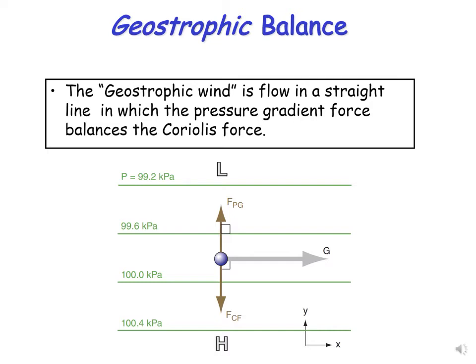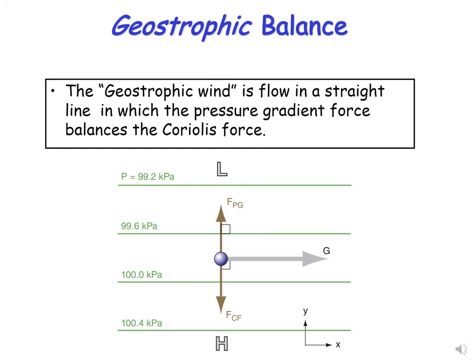The air parcel wants to accelerate from high to low, but it's deflected to the right by the Coriolis force. As the wind speed gets stronger, the Coriolis force gets stronger, and eventually it will be large enough to completely balance the pressure gradient force. In this balanced flow situation, you have wind that is blowing parallel to the isobars. We refer to this as geostrophic balance.